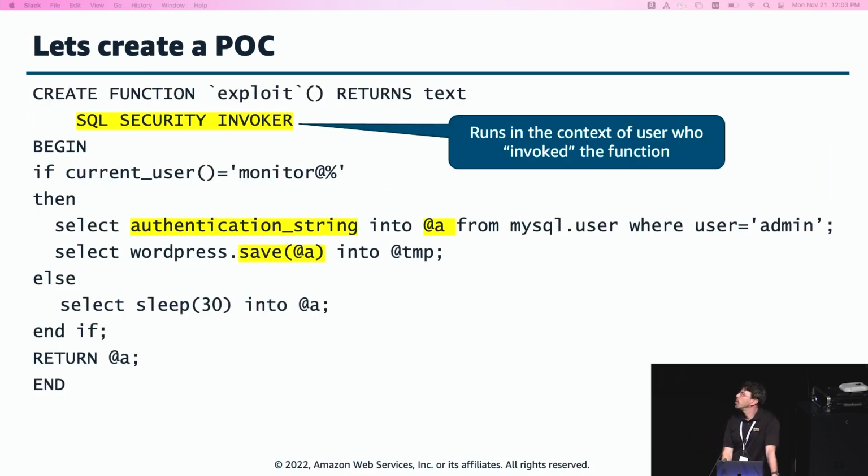So here's the final proof of concept. I create an exploit function. I put an SQL security invoker there. Then I check if the user is monitor, and if the user is monitor, then I will execute my exploit. I will select the password for the admin user or for the monitoring user, and I will save it into my own table. And if it's not monitor, then I will make the query slow.